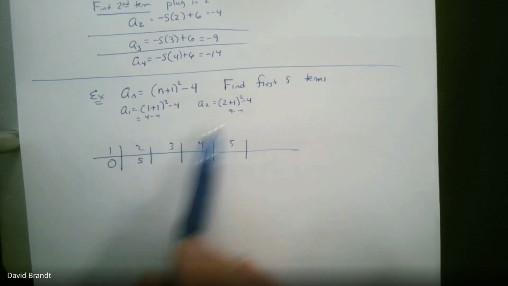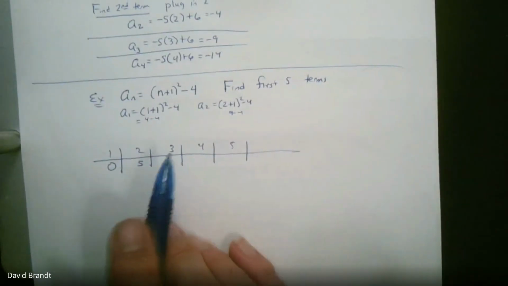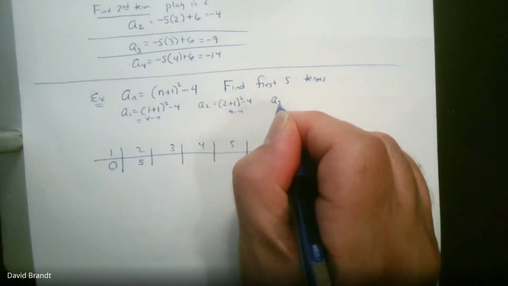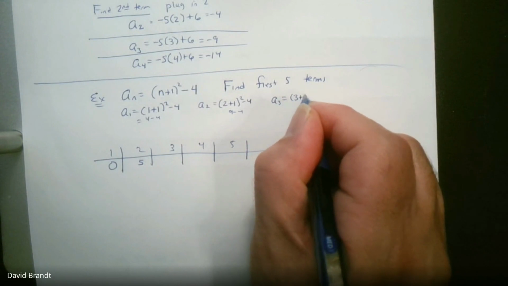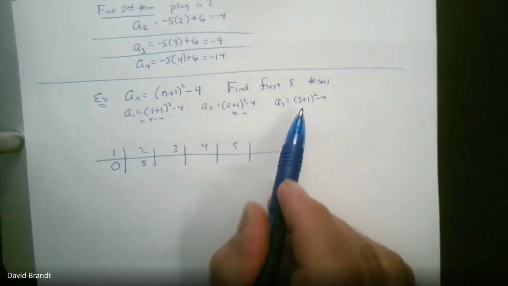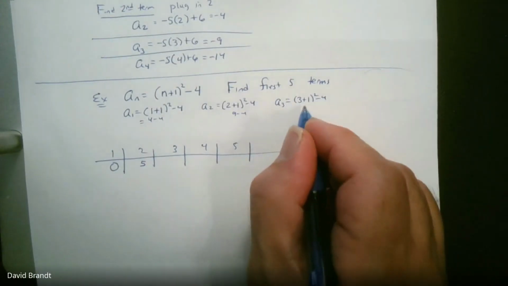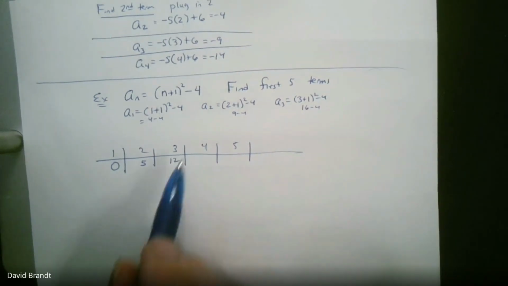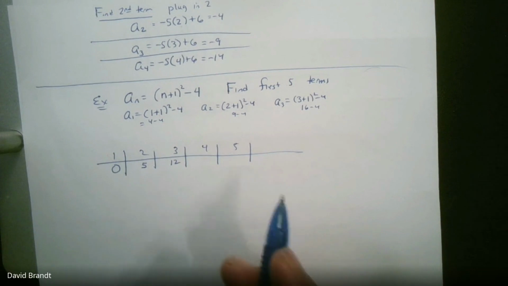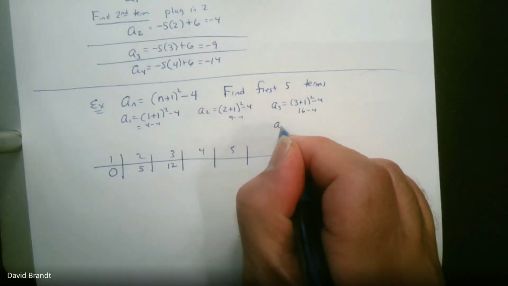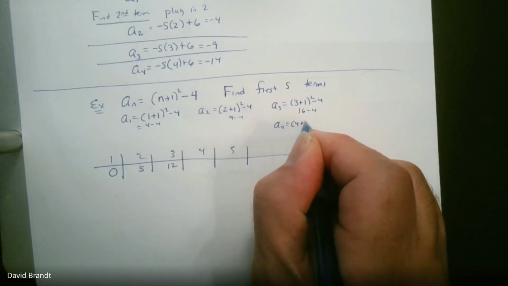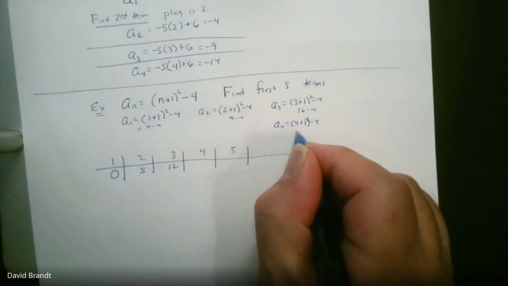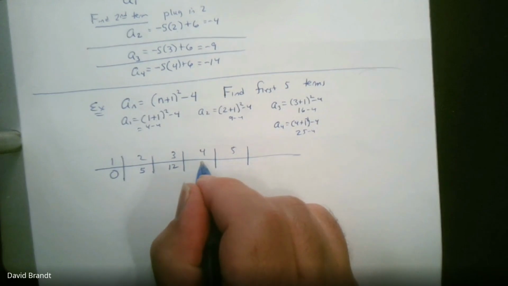Now, this one's not going to have a pattern quite as obvious as that one, I don't think, because it has an exponent in it. All right, let's see. To find the third term, I'm going to plug in 3. 3 plus 1, that's 4. And 4 squared is 16. 16 minus 4 is 12. To find the fourth term, I'm going to plug in 4. So a sub 4, that's going to be (4 plus 1) squared minus 4. That's going to be 5 squared minus 4, which is 25 minus 4. That's going to be 21.